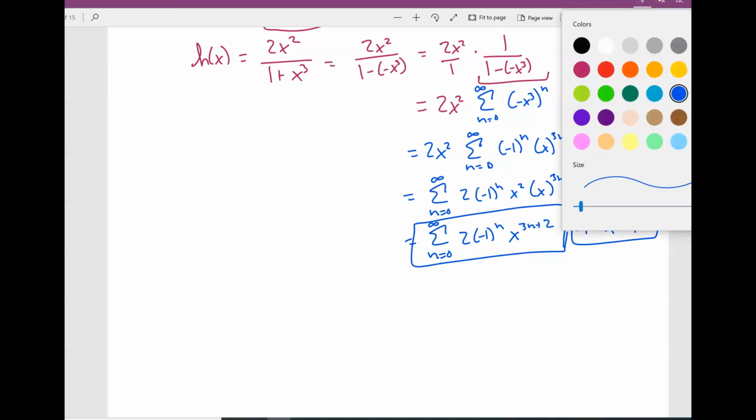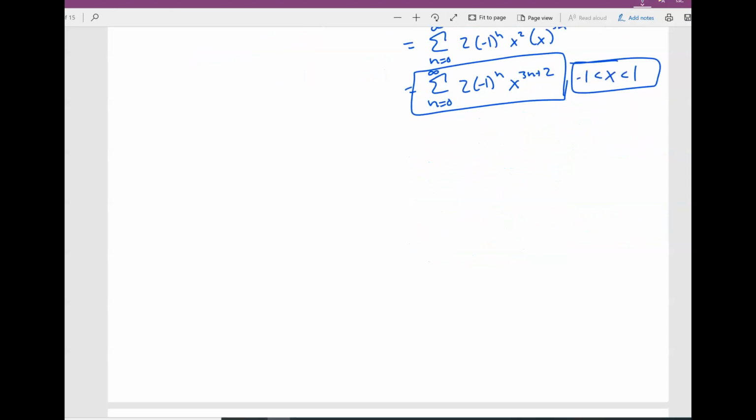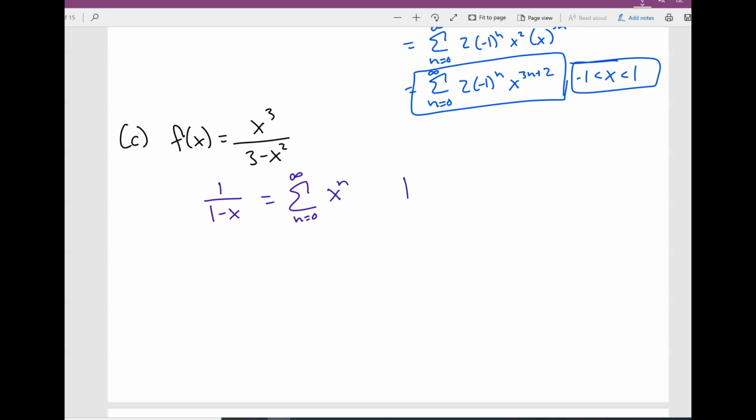Okay, now let's do one last problem. Part C. So we have f of x is equal to x cubed divided by 3 minus x squared. Okay, so again, we're going to start off with what we know. Our regular f of x, which was 1 over 1 minus x, is equal to the sum from n goes from 0 to infinity, x to the n, provided that the absolute value of x is less than 1.